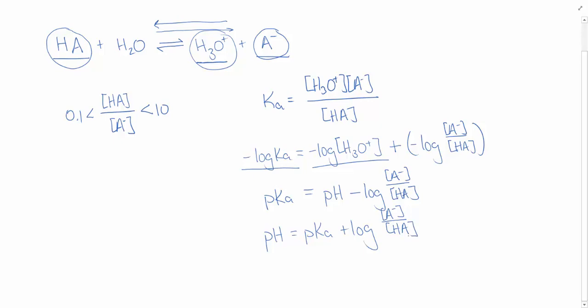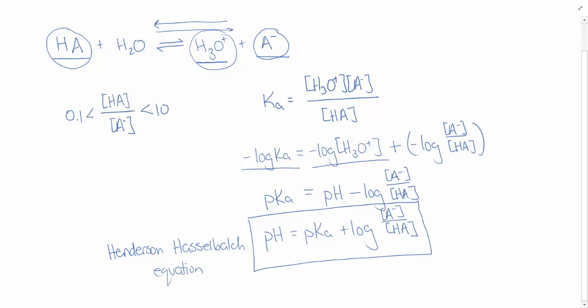Anytime we have a buffer solution, so that is anytime we have a conjugate acid and its conjugate base present in at least a 10-to-1 ratio in either direction, we're able to apply this formula to calculate the pH of the buffer. This is called the Henderson Hasselbalch equation.